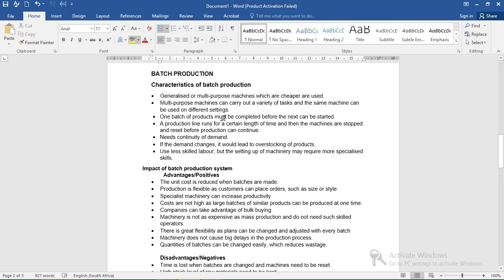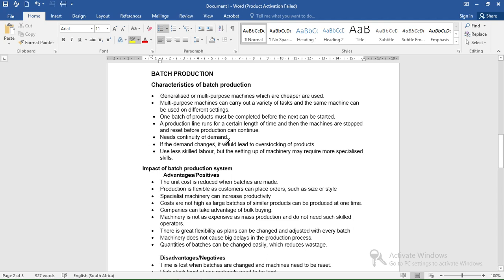But one batch of products must be completed before the next one is started. So it means you produce one batch, then you stop, and then you change settings, and then you continue with another batch again. The production line runs for a certain length of time, then machines must be stopped and restarted so that they can continue with the different one. Batch production also can be used for large quantities, as well as for different kinds of products that are different in a certain way, right?